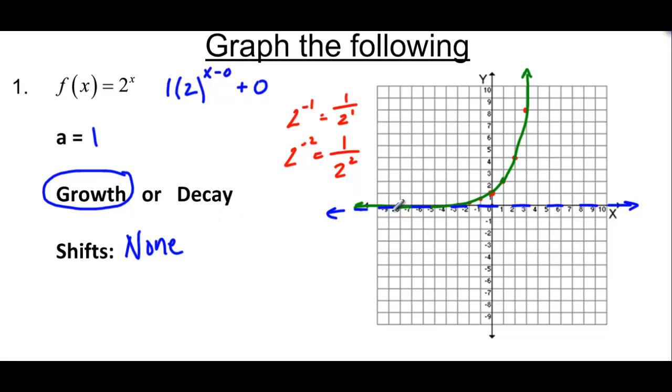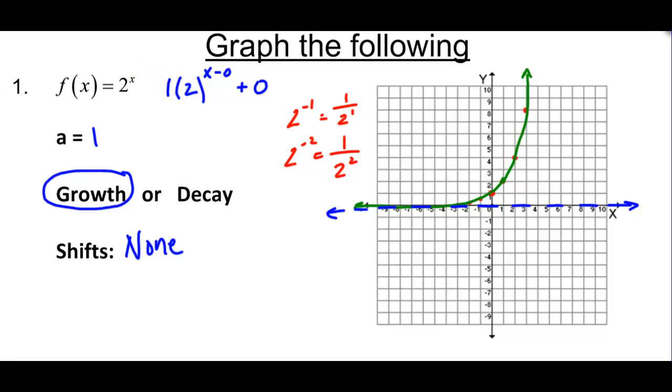If you went out far enough, say you put in negative 1 million, 2 to the negative 1 million is going to be an extremely, extremely tiny number. So it's going to look like 0, but it's not actually going to be 0. So that's what we do. So how could I have done this without just our plug and chug to get our points?